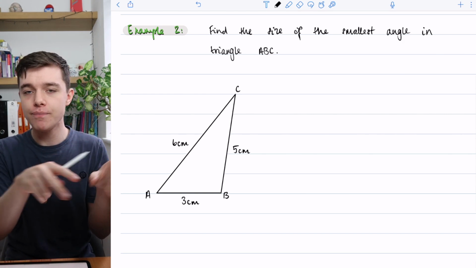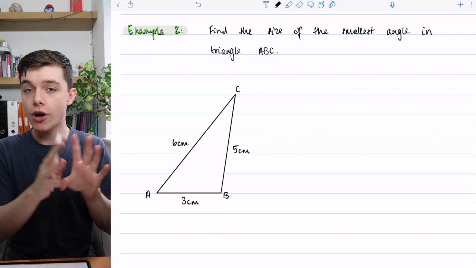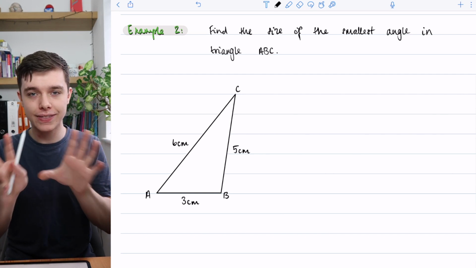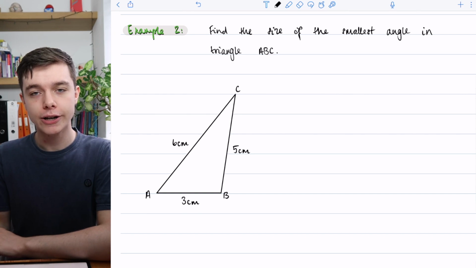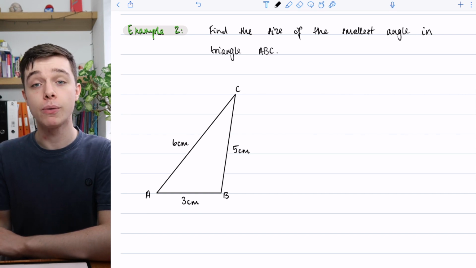Make sure to take the inverse cos of both sides. You'll have cos A equals something. We don't want cos A, we want A on its own. So take the inverse cos of both sides. Pause and have a go, see where you can get up to, and then press play and we'll work through the answer.